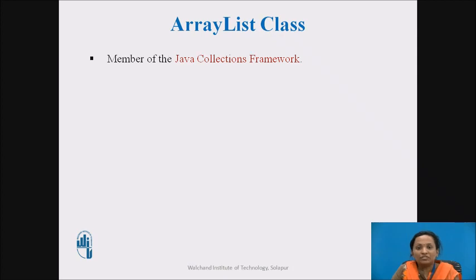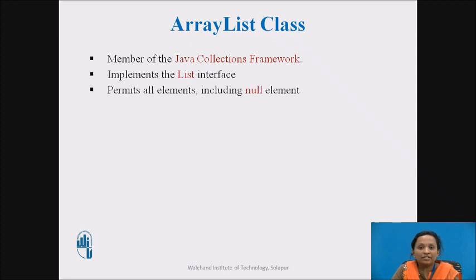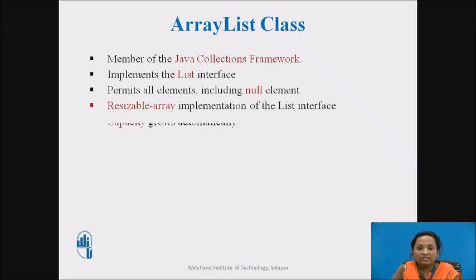ArrayList class is a member of the Java collection framework. It implements the list interface, implements all optional list operations and permits all elements including null elements. This class is a resizable array implementation of the list interface. Each ArrayList instance has a capacity. The capacity is the size of the array used to store the elements in the list. It is always at least as large as the list size. As elements are added to an ArrayList, its capacity grows automatically.